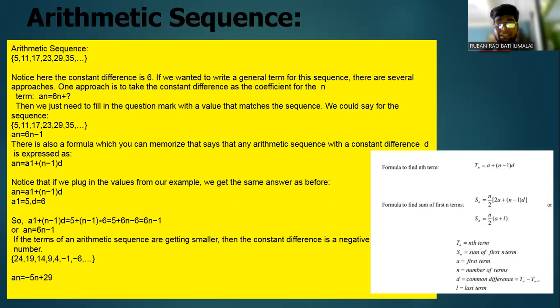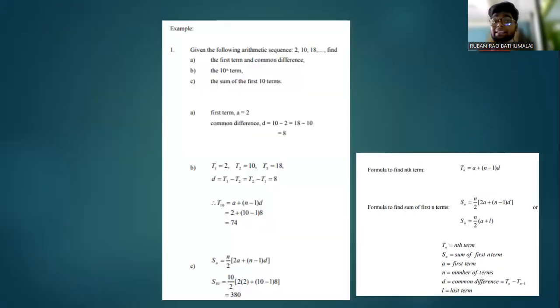If the terms of an arithmetic sequence are getting smaller, then the constant difference is a negative number. If it gets smaller, it means the value decreases, so you get a negative value for the difference. This is the arithmetic sequence you can follow up. It's a good example. You can find step A until the last step. This is the example of the question.